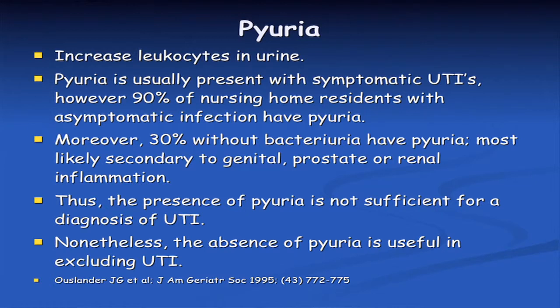Thus, the presence of pyuria is not sufficient for a diagnosis of UTI, and I think in the McGeer criteria it has been eliminated. Nonetheless, the absence of pyuria is very useful in excluding UTI. So if you don't have pyuria, most of the time you're not going to have a urinary tract infection.